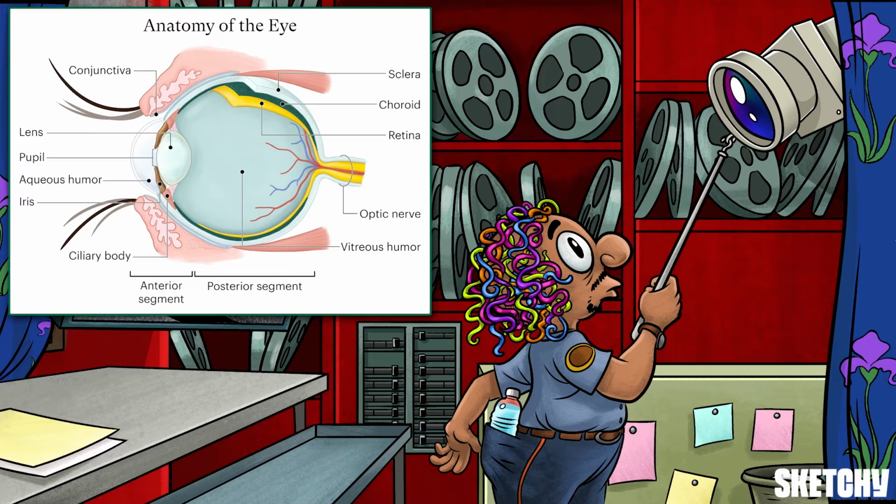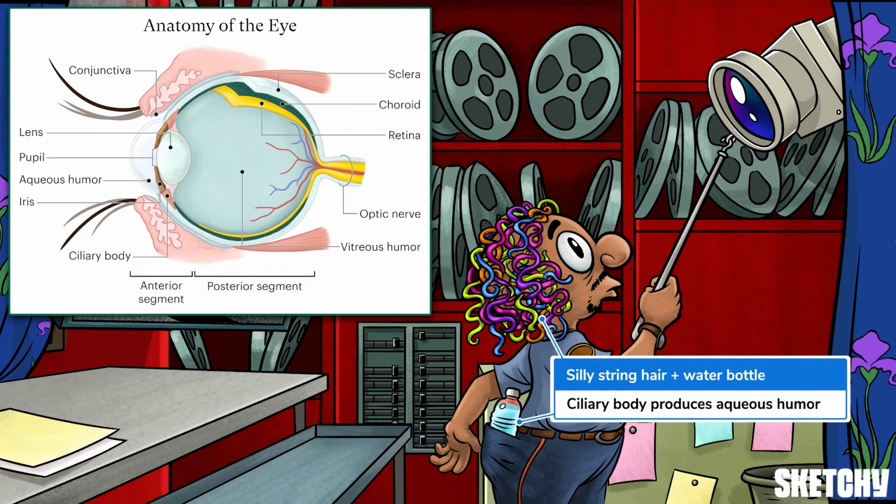Anyway, the anterior segment is filled with a watery fluid called aqueous humor. That fluid is produced by the ciliary body, which you can remember by the water bottle stashed in our silly string officer's back pocket. Aqueous humor circulates throughout the anterior segment, bathing the eye with nutrients and maintaining its pressure.